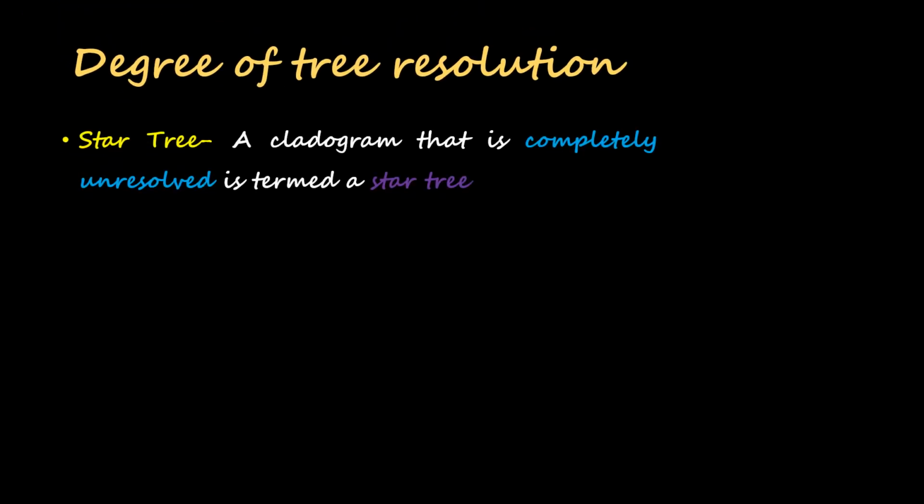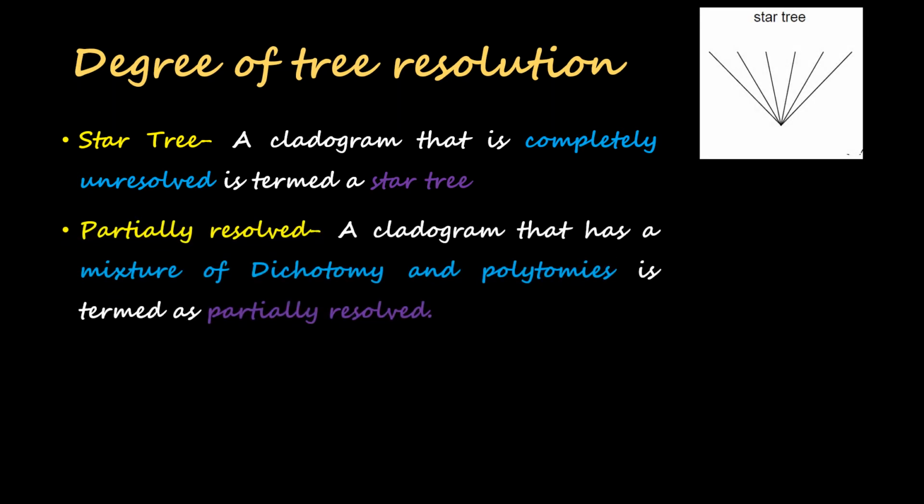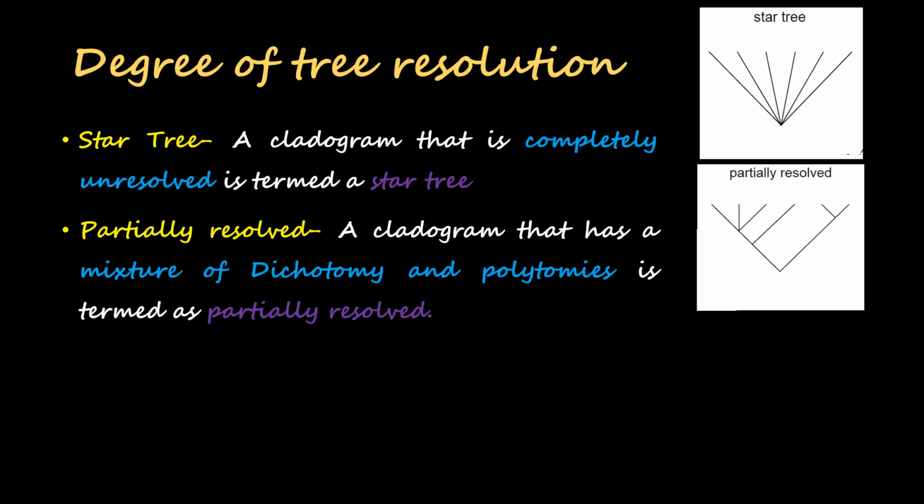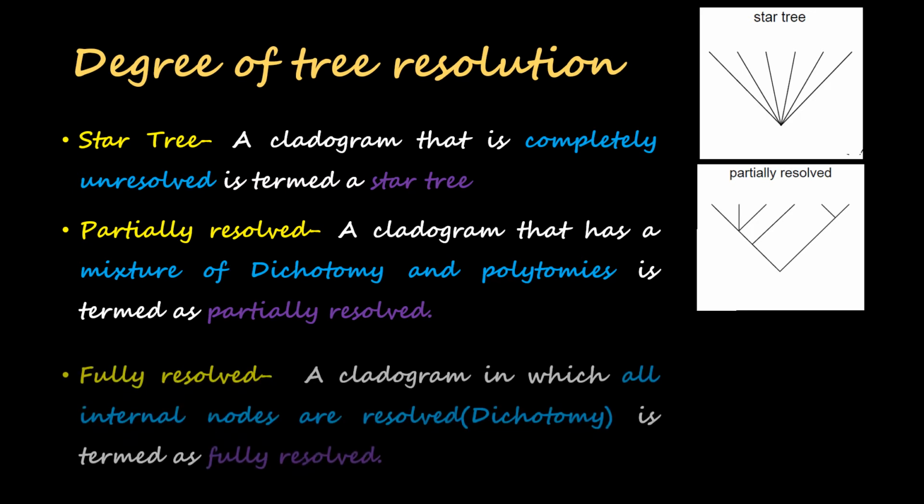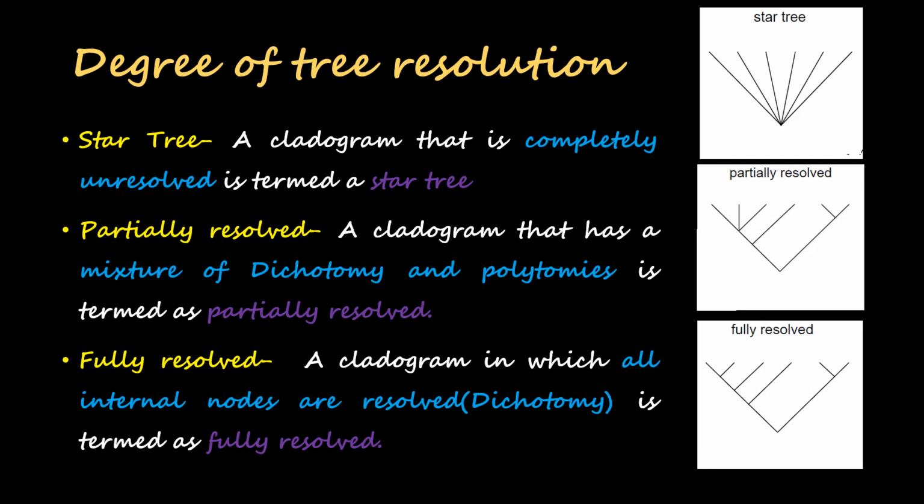Degree of tree resolution. Star tree. A cladogram that is completely unresolved is termed a star tree. This is a star tree. Partially resolved. A cladogram that has a mixture of dichotomy and polytomies is termed a partially resolved tree. This is what a partially resolved tree looks like. And a fully resolved tree is a cladogram in which all internal nodes are resolved, that is, dichotomy is present, and is termed a fully resolved tree, like this.